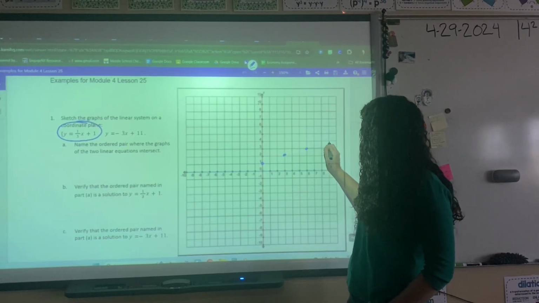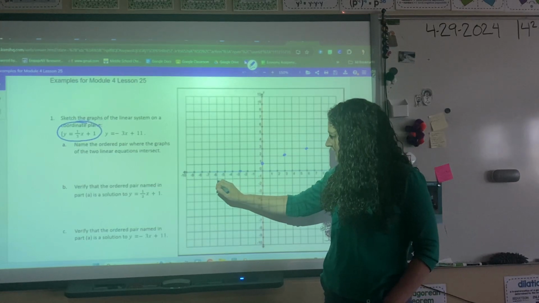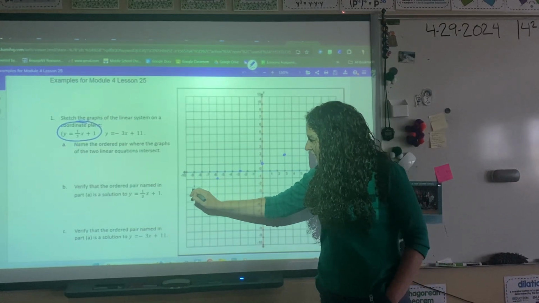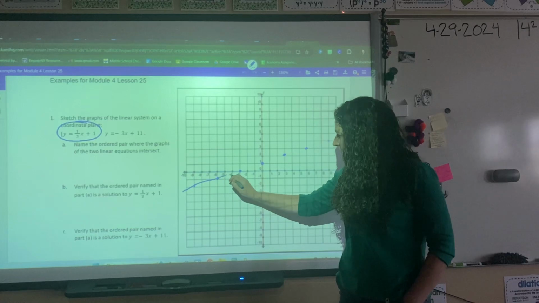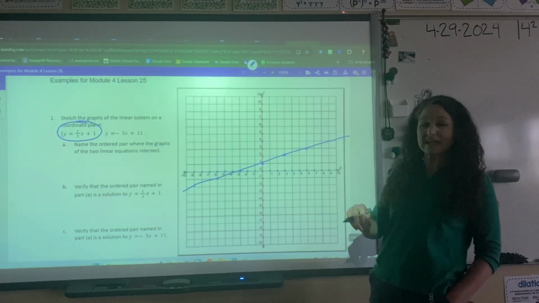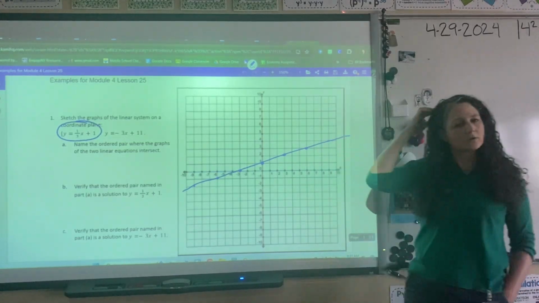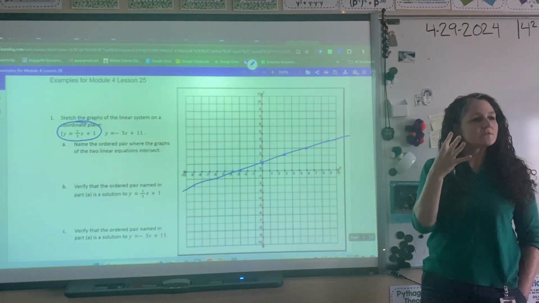Like that. So all of these points, what do these points represent? What are they? And then when I attach this line, which I did an amazing job of making it straight, what does that mean? What does that line mean? What are all of those points?